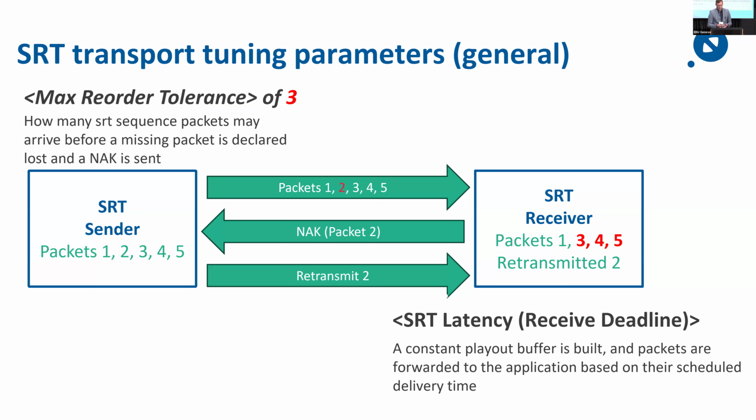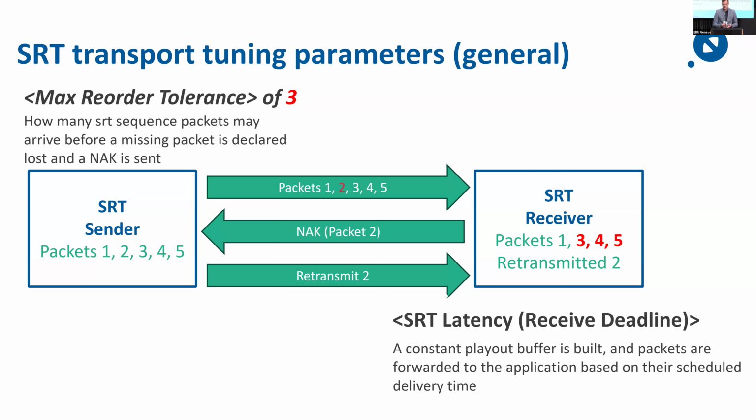And here are two of the important parameters when tweaking SRT connections. So basically it's working in a way that the SRT sender is sending out packets with an SRT sequence number. And the first parameter is to declare when an SRT packet is declared as lost.